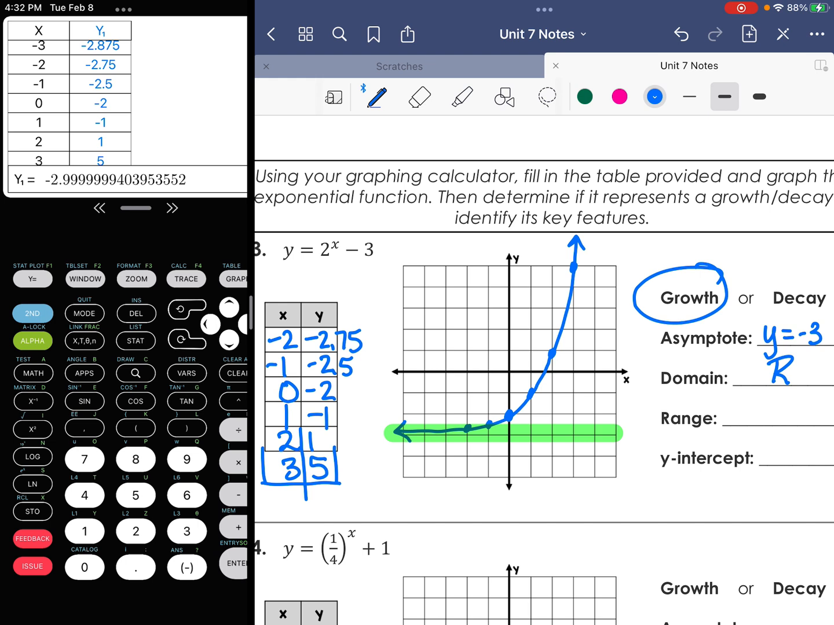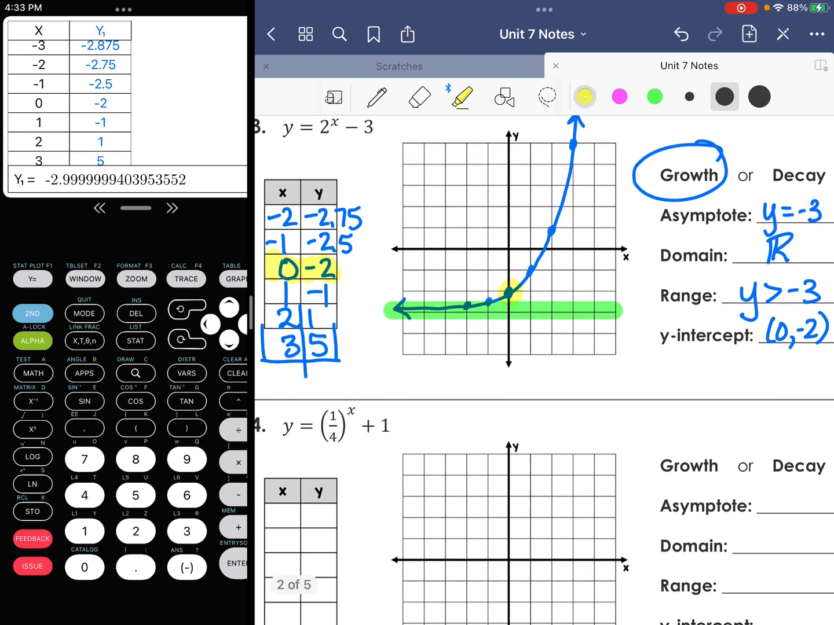Domain is still all real numbers, but the range has changed too. Now the range is everything greater than -3. So that range will change if your asymptote changes. And then the y-intercept this time is just (0, -2). And you, again, can see that from both the graph and the table. So make sure that you're getting that right.